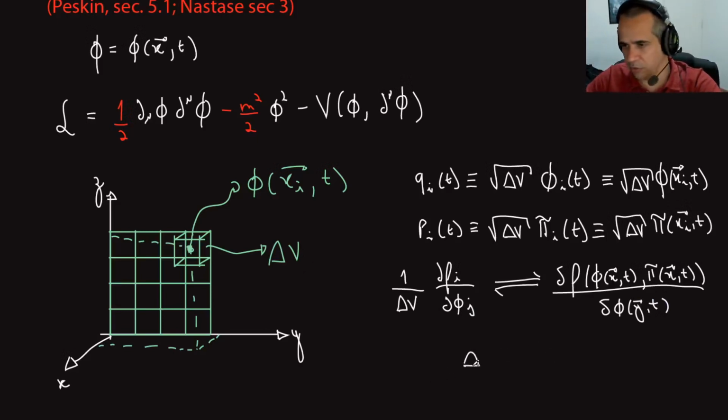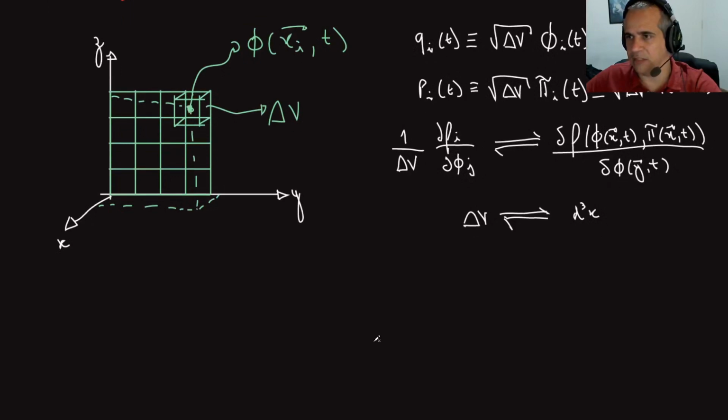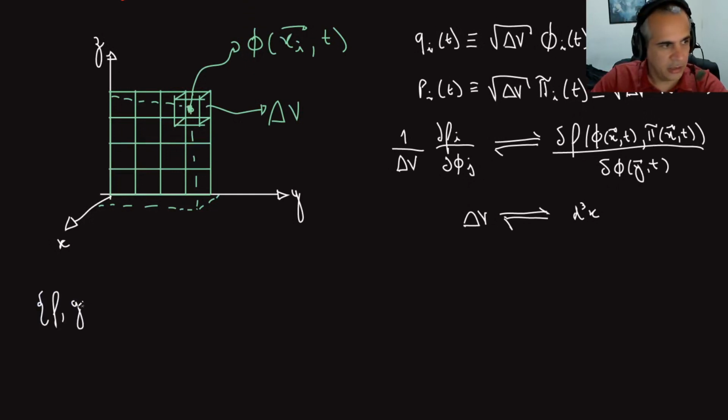And of course the volume, between discrete and continuum, is just d^3x. This is a very small volume, which will become the measure of my integrals. So now the Poisson brackets. How do I write the Poisson brackets between any function of these coordinates? So take two functions, f and g, of those variables and calculate the Poisson brackets.